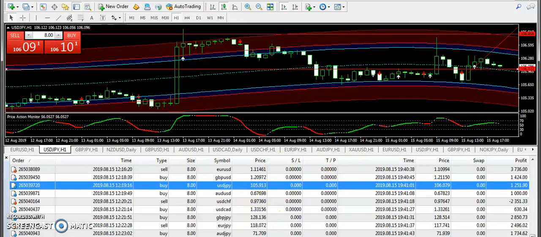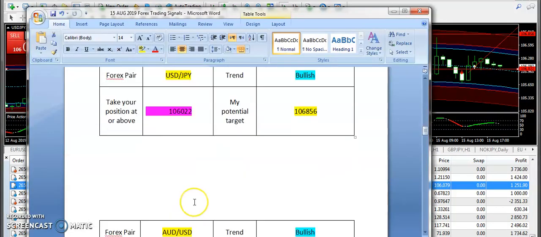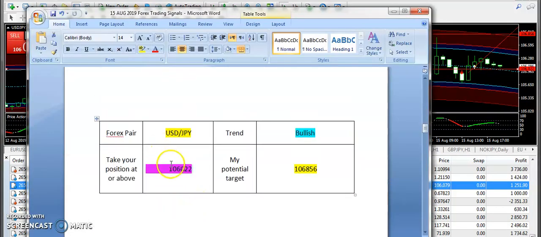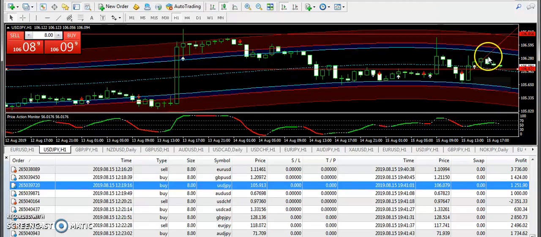Now let's talk about USD/JPY. USD/JPY, guys, it's bullish from our side. 106.022 is the bullish entry, and guys, it already broke the entry and now it's making upward momentum. So if it continues the bullish momentum like this, then it can go up to 106.856.